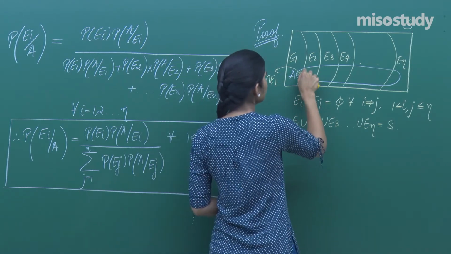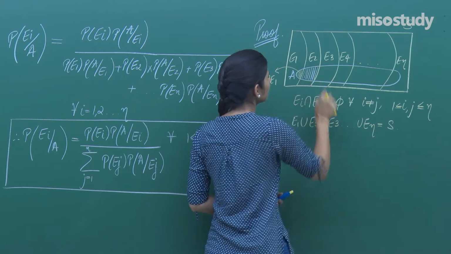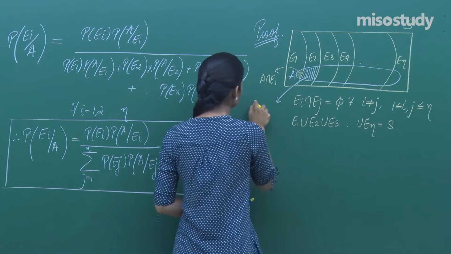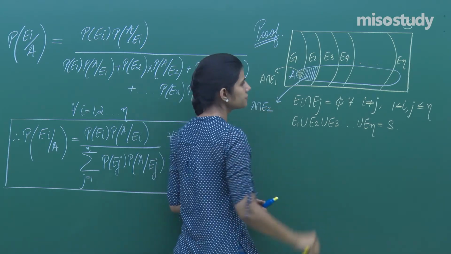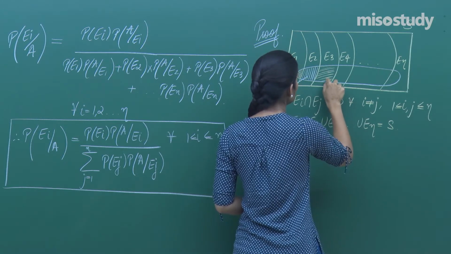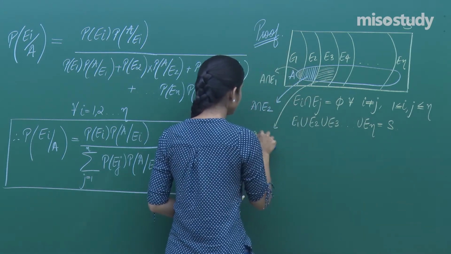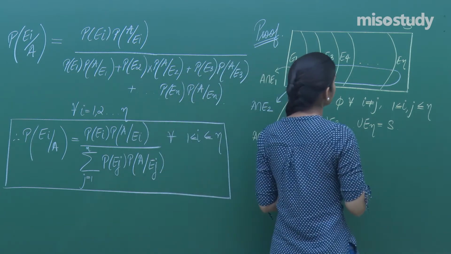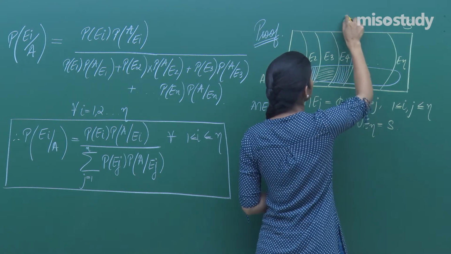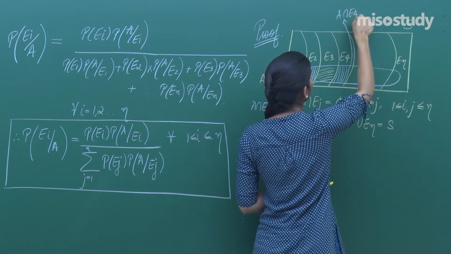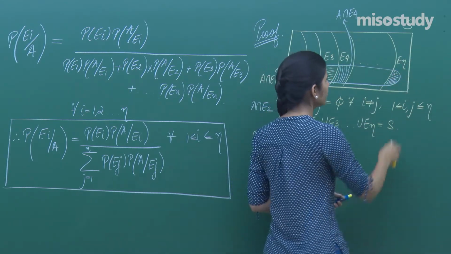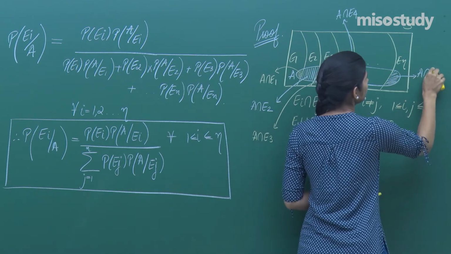After that, tell me what is this portion? This is intersection of event A with event E2. So it is A intersection E2. After this you have this portion. Clearly this is what? This is A intersection E3. And so on. If I talk about this portion, what is this? This is A intersection E4. And similarly if I talk about this portion, this is nothing but intersection of A with event En. So it is A intersection En.